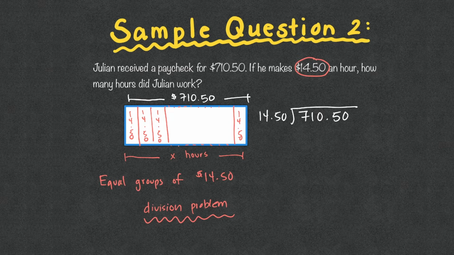When we do this, we do get 49. So Julian worked 49 hours.